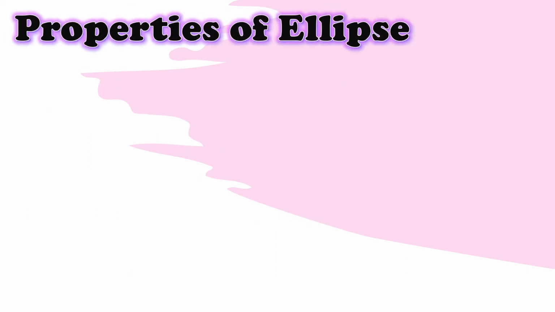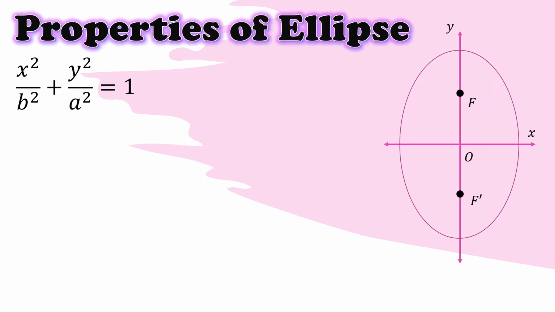This time, let us have the properties of the ellipse of the equation x squared over b squared plus y squared over a squared equals 1. This time, a is the distance between the origin and the point 0, y of the ellipse, and b is the distance between the origin and the point x, 0 of the ellipse. The graph of the ellipse is symmetric with respect to both coordinate axes, such that when x is equal to 0, y is equal to positive negative a.